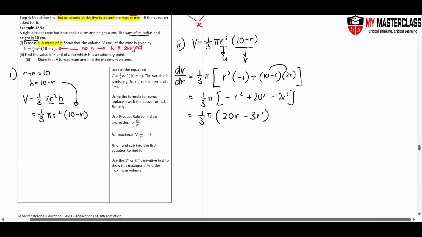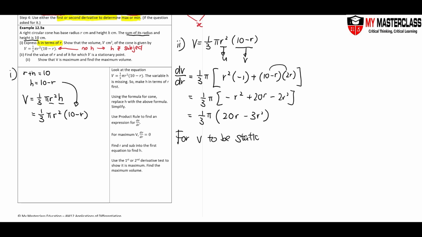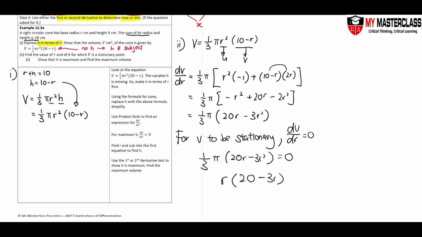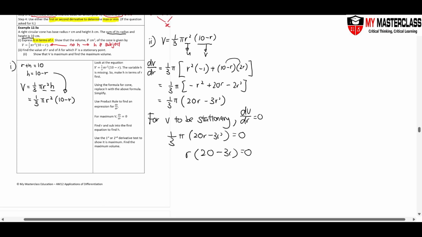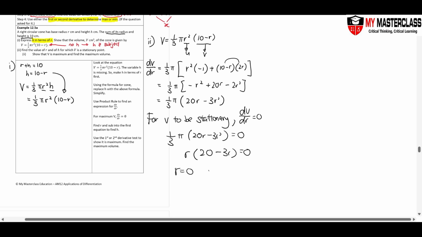Next, the concept is for stationary. For V to be stationary, the stationary point is either maximum, minimum, or point of inflection. The concept is dV/dr equals 0. So 1/3 pi (20r minus 3r square) equals 0. I divide the 1/3 pi over and factorize out the r at the same time: r(20 minus 3r) equals 0. And there we have it. r equals 0 or r equals 20 over 3.